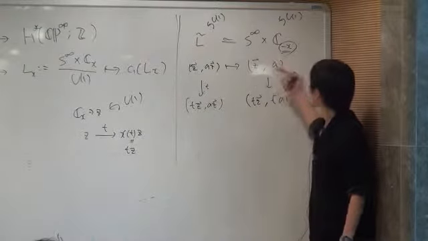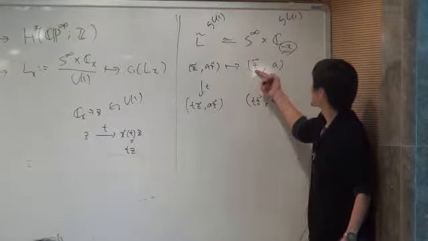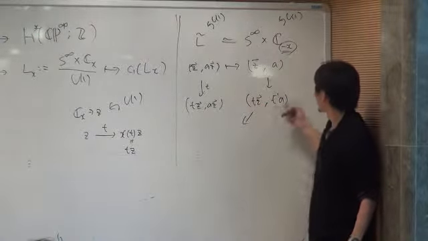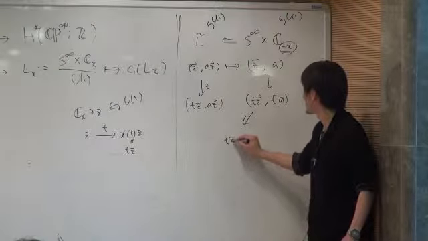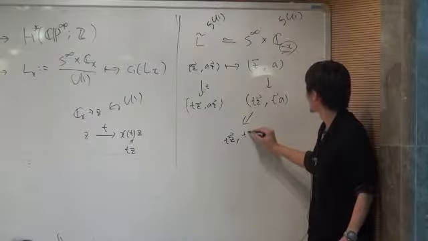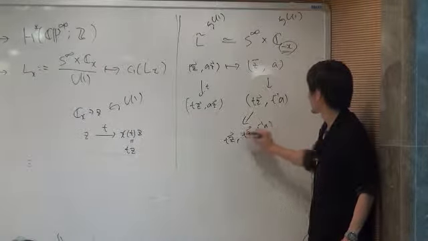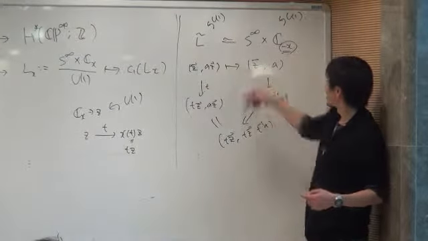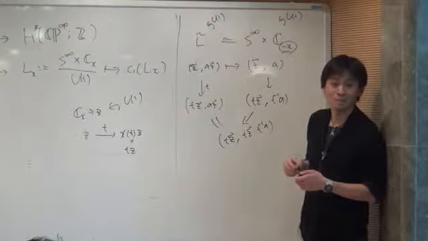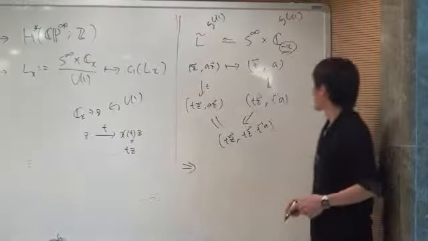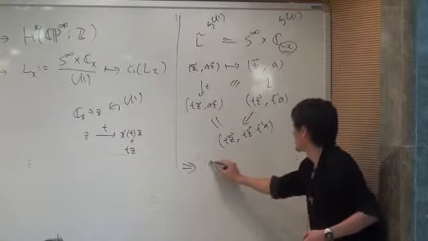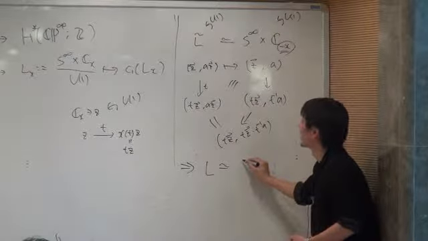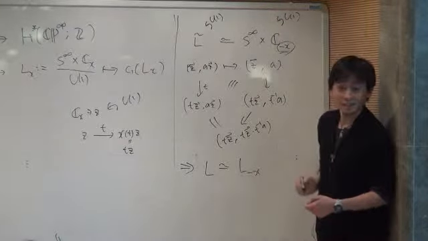So I guess use this map: A and Z goes to Z and AZ. So this goes to TZ and T inverse A, which is AZ. So this map is actually a T-equivariant isomorphism. This means that L is isomorphic to L of minus x.